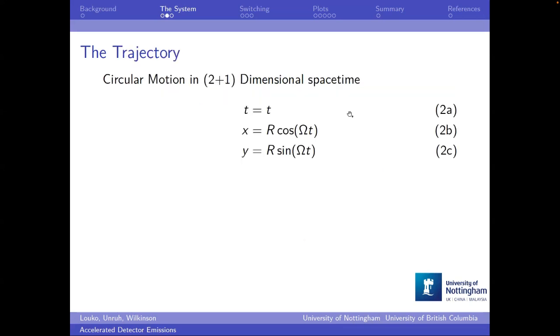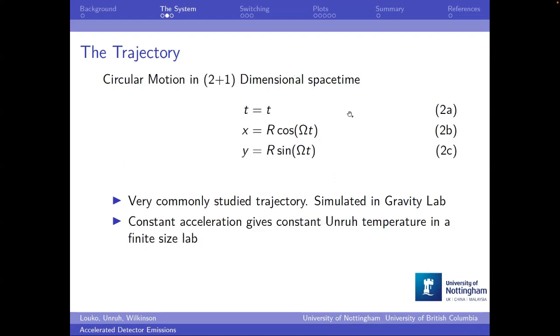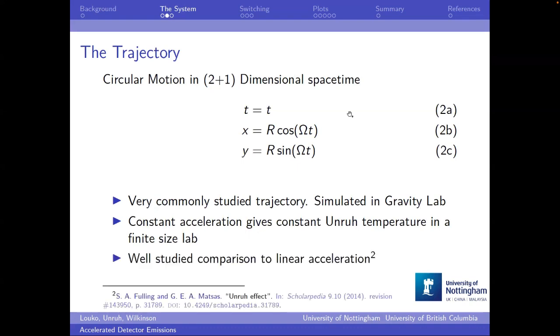This circular motion is parameterized in this fairly standard way. This is not very revolutionary as far as the trajectory goes. It's very common, it's very well studied in the literature, and it's currently what's being simulated in the gravity laboratory just in the office next to mine. Constant acceleration, you get constant temperature, but you don't need an infinitely sized lab, which, as Yorma said, is hard to get funding for these days, and it's well studied in comparison to linear acceleration, as we all know by now.